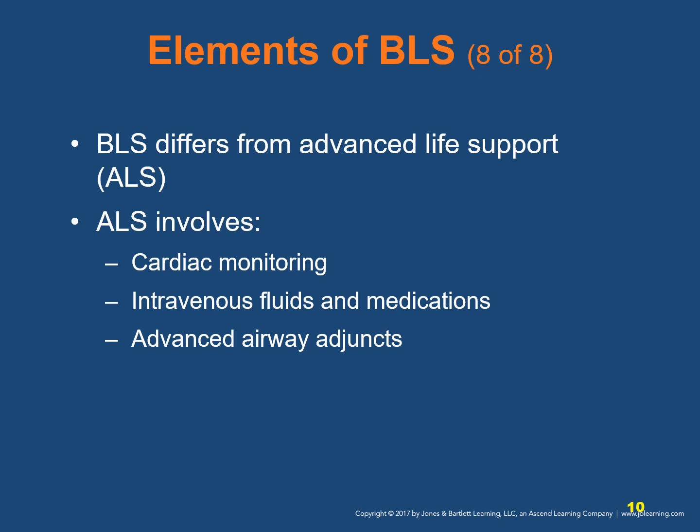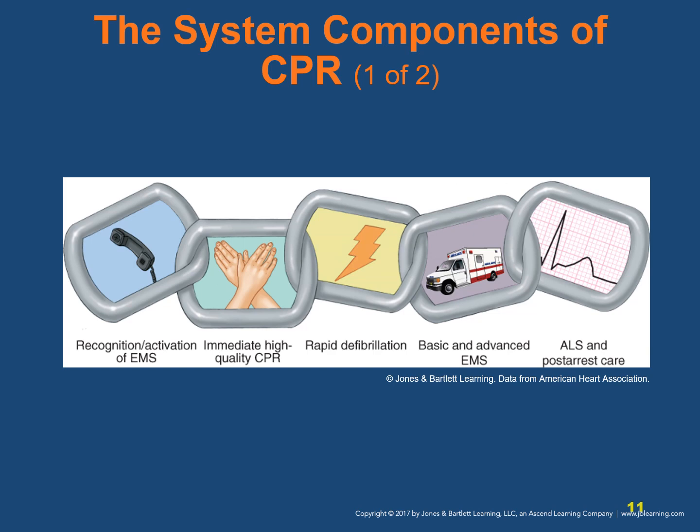Elements of BLS. BLS differs from advanced life support, ALS, which involves advanced procedures such as cardiac monitoring, administration of intravenous or IV fluids and medications, use of advanced airway adjuncts. When done correctly, BLS can maintain life for a short time until ALS measures can be started. The figure on this slide illustrates the 5 links of the chain of survival.